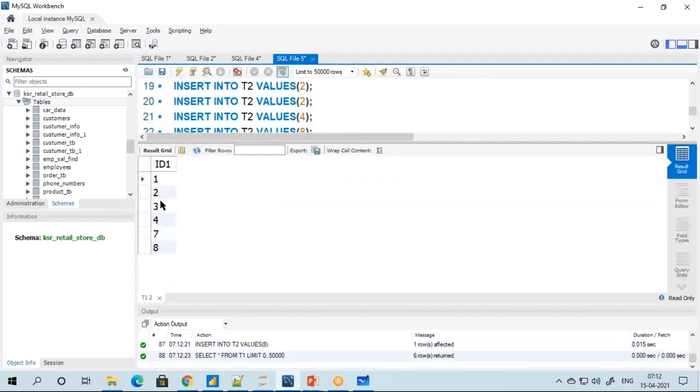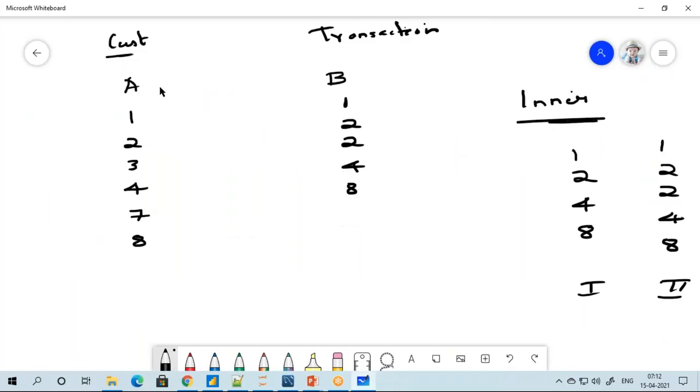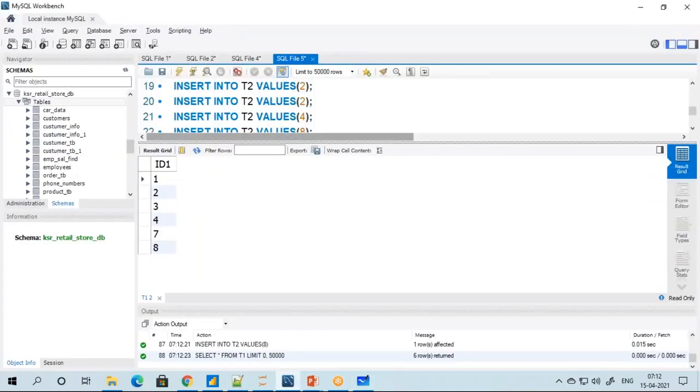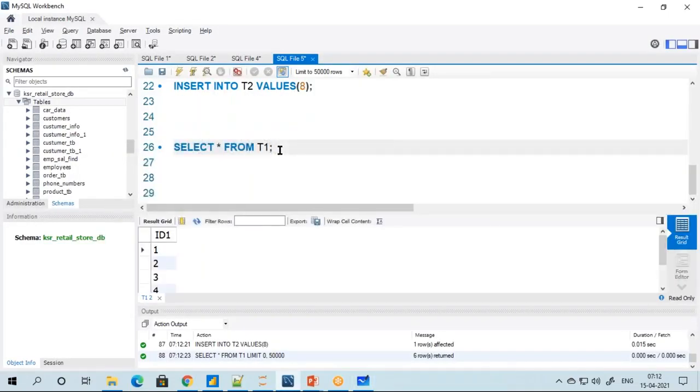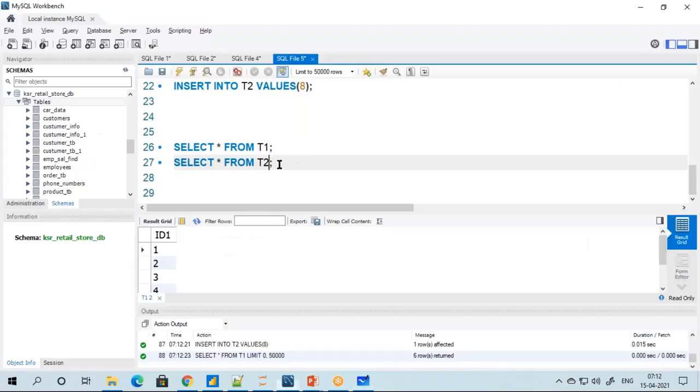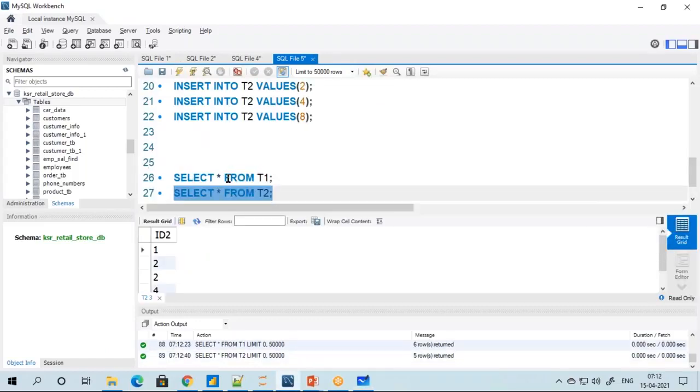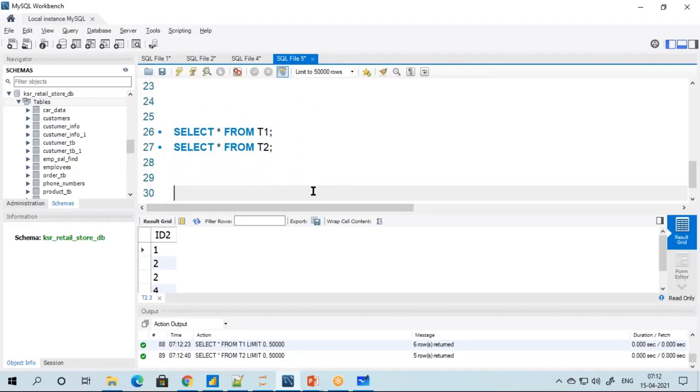Now I'll go and see this. So 1, 2, 3, 4, 7, 8. It's there. Now I have a transaction table with respect to T2. I should have 1, 2, 2, 4, 8. Now can anyone tell me the inner join or equijoin syntax?